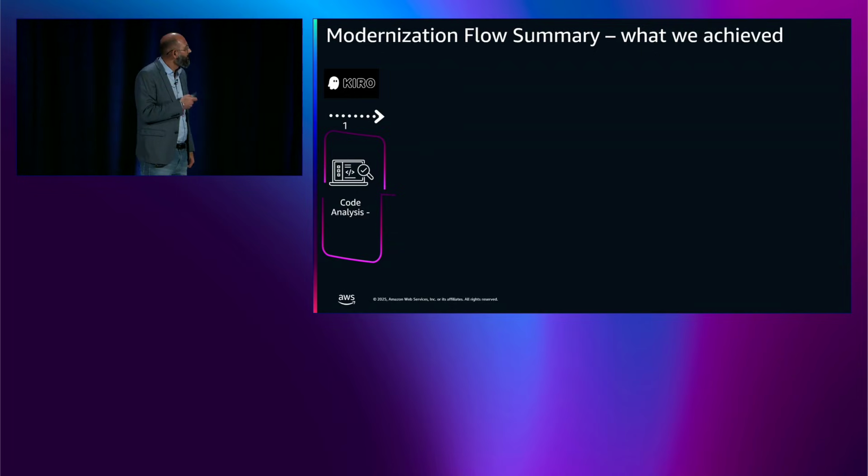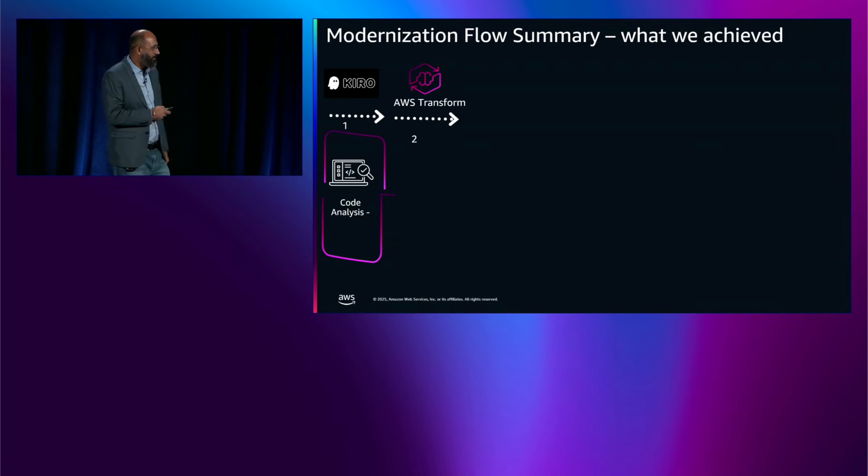All right. Okay, so let me invite Anand also to summarize the modernization flow. Hey, thanks, Sri. So finally, what have we achieved, right? We started with the legacy monolithic application, and we ran through the 7-step process to modernize this unicorn store application. First, we did the code analysis, leveraging Kiro.